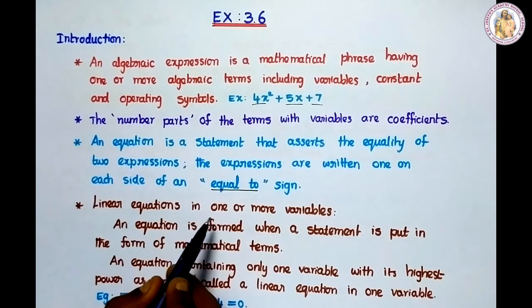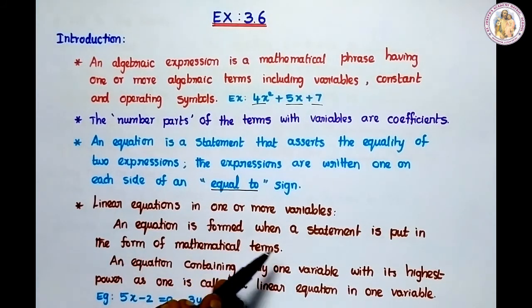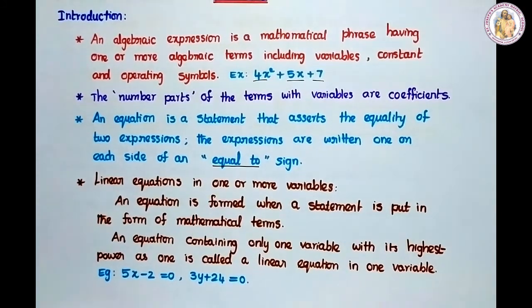Linear equation in one or more variables. An equation is formed when a statement is put in the form of mathematical terms. An equation containing only one variable with its highest power as 1 is called a linear equation in one variable. Listen here: containing only one variable, the highest power is 1. That is the linear equation.